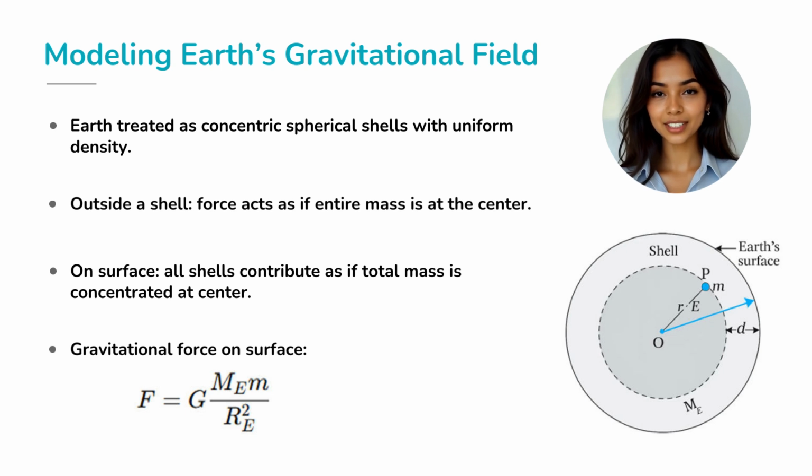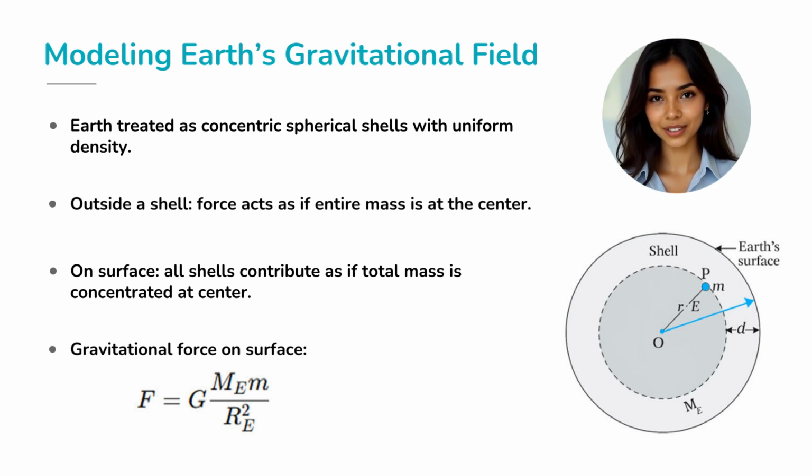Okay, but here's a puzzle. Earth is not a point, it's a huge sphere. How can we treat all that mass as if it sits at the center? This is where the shell theorem comes in. Imagine Earth as many concentric shells, like the layers of an onion. The theorem says, outside a spherical shell, gravity acts as if all the mass is concentrated at the center.